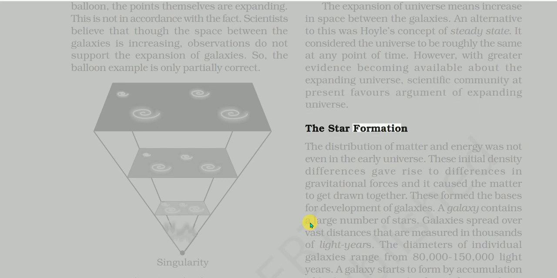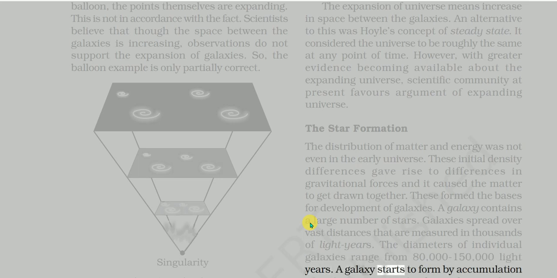The star formation. The distribution of matter and energy was not even in the early universe. These initial density differences gave rise to differences in gravitational forces and it caused the matter to get drawn together. These formed the basis for development of galaxies. A galaxy contains a large number of stars. Galaxies spread over vast distances that are measured in thousands of light years. The diameters of individual galaxies range from 80,000-150,000 light years.